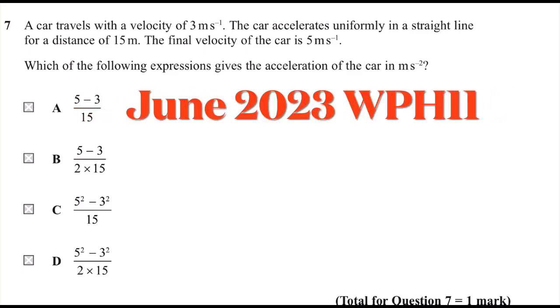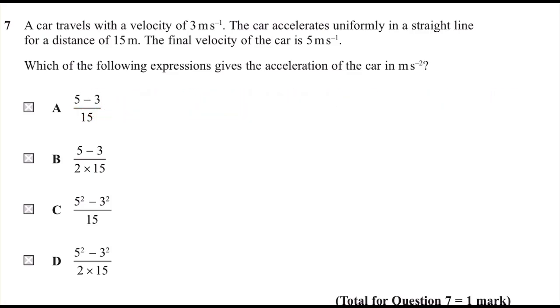In this question, a car travels with a velocity of 3 meters per second. This is the initial velocity, u. The car accelerates uniformly, which means there is a constant acceleration in a straight line, for a distance of 15 meters. The distance, which is 15, is denoted by s. The final velocity is 5, which is v.